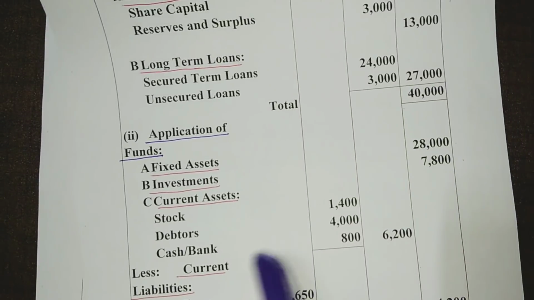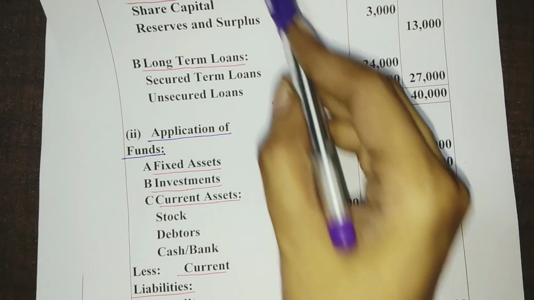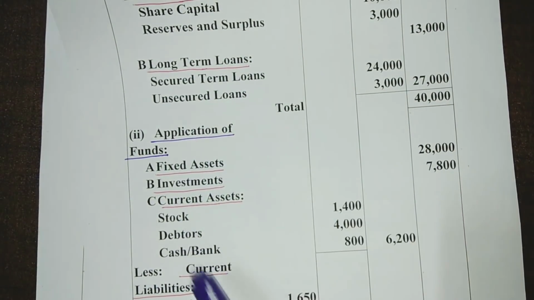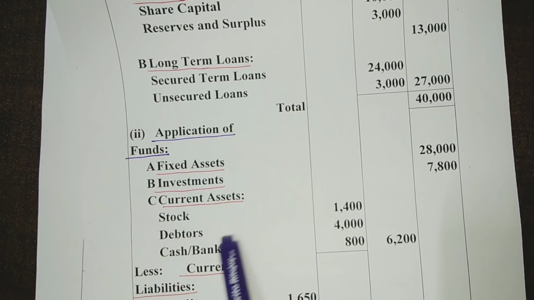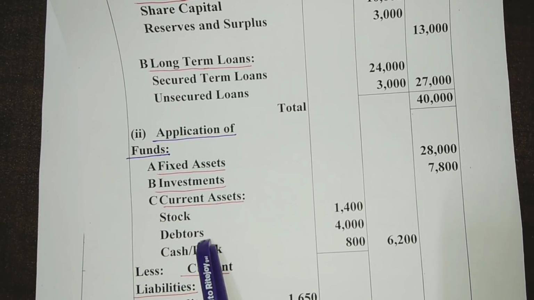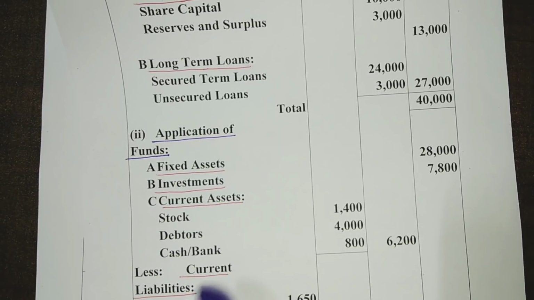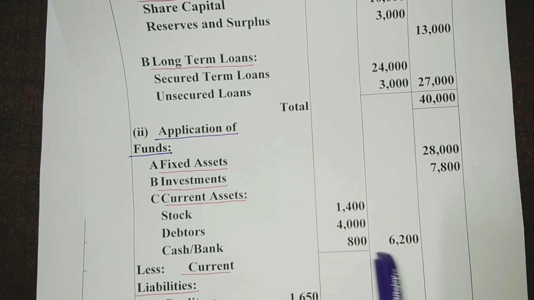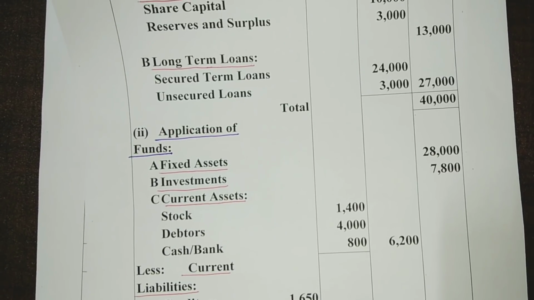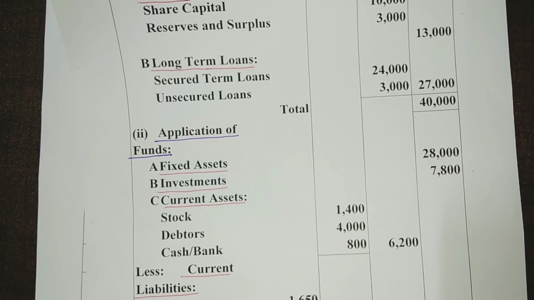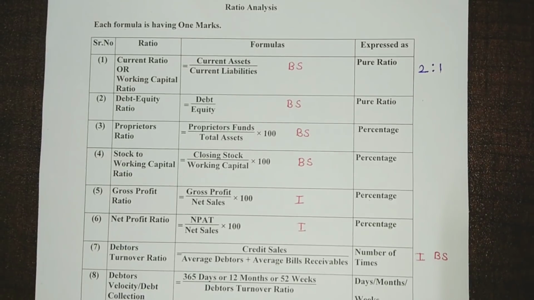Now the next one is your average debtors and average bills receivable. This amount you will be able to find out in your balance sheet. In a balance sheet, you have to go to your current assets. There you will be able to see the debtors as well as the bills receivable. Here in this situation, they have not given you the bills receivable. So you have to put simply zero or nil in your computation.